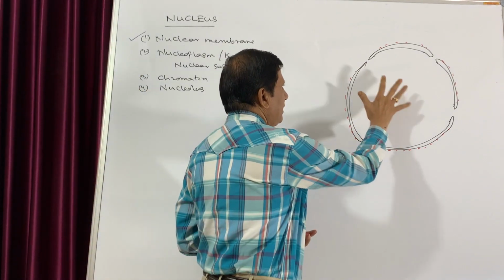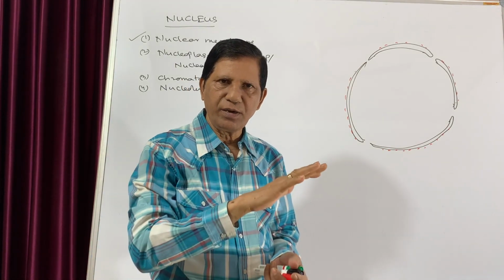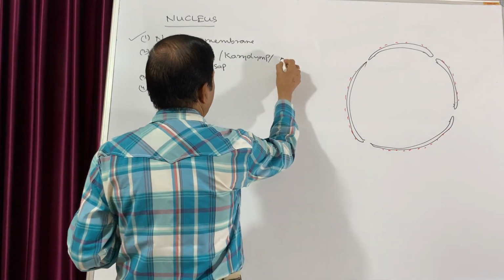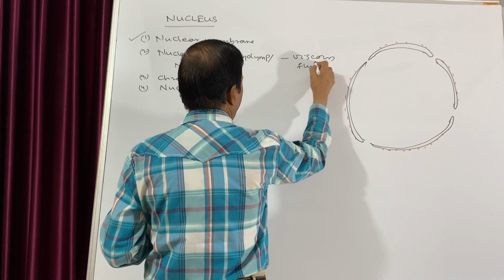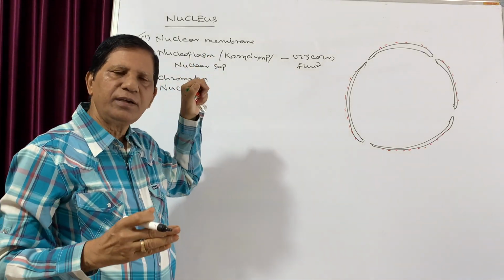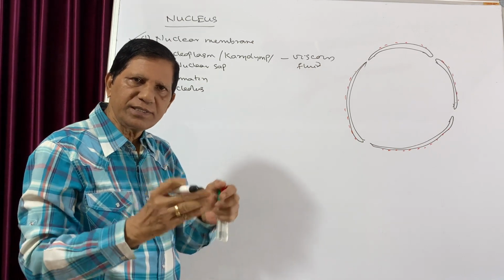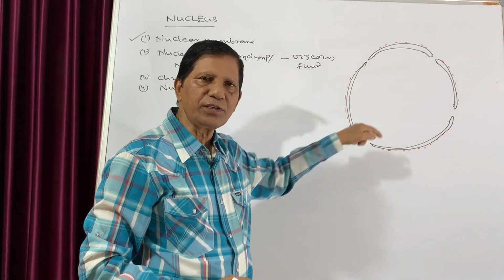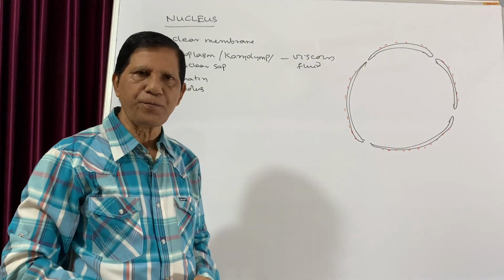Inside this nuclear membrane, there is a matrix-like structure, a viscous fluid, and this viscous fluid is known as nucleoplasm. Just like cytoplasm is present within the cell membrane, the same fluid when present inside the nucleus is known as nucleoplasm, or nuclear sap, or karyosome.